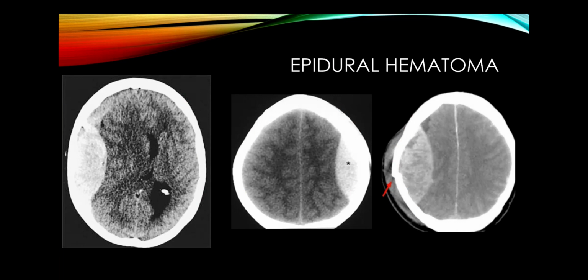Now, a couple of things just by appearance. Epidural hematomas wedge into the brain. Okay, so here we see this wedging into the brain in all three of these. So that's kind of a classic appearance of an epidural hematoma.